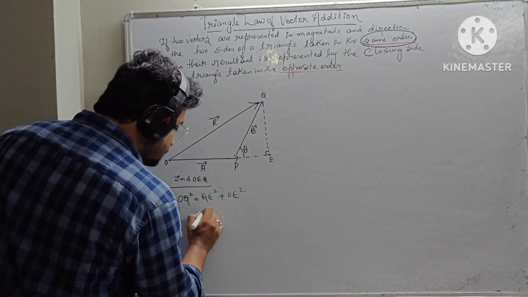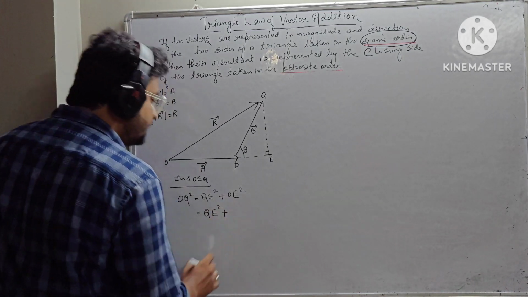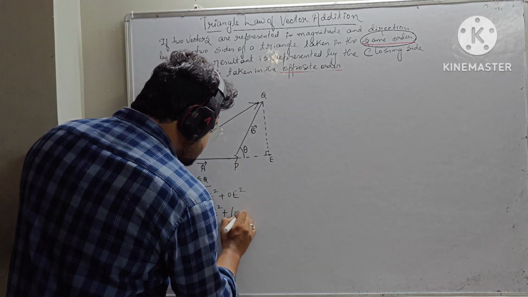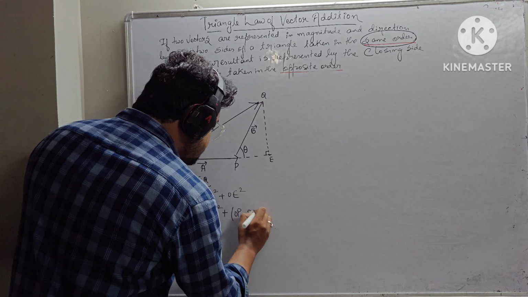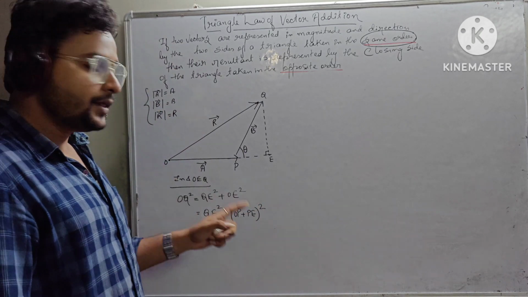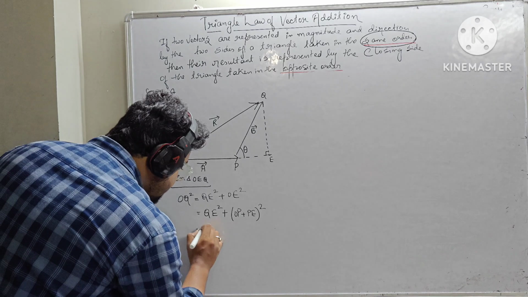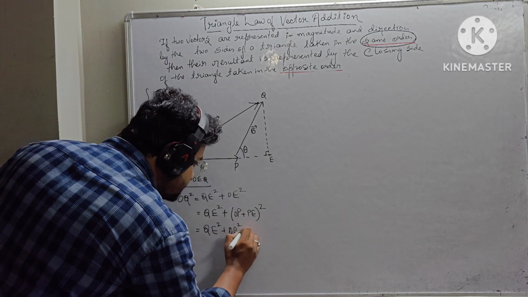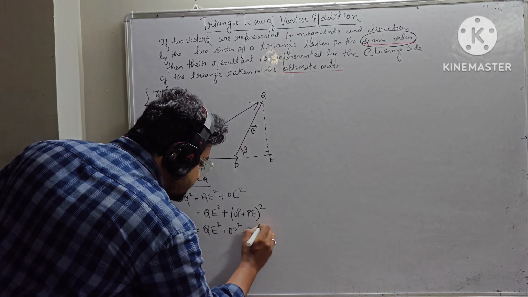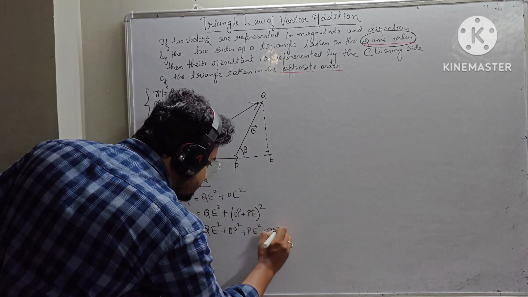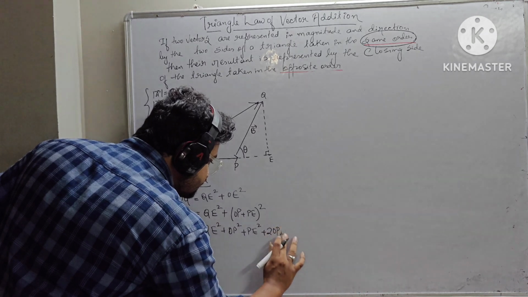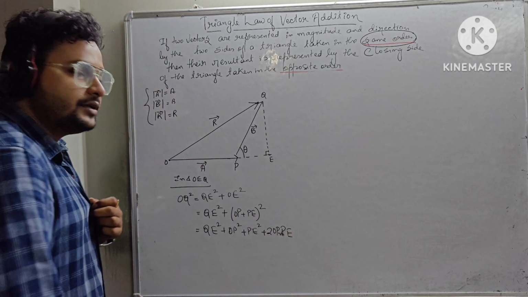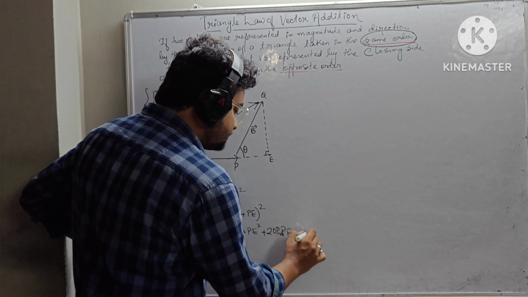Now see, OE square can be written as, what is OE? I can write OP plus P, whole square. If you expand this term, we get QE square plus OP square plus P square plus 2OP into P. This is the term that we are going to get, and let it be equation 1.